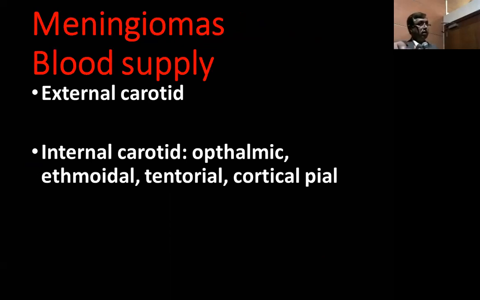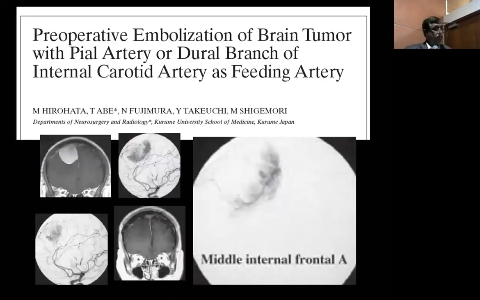This has very much to do with our next topic when we speak about embolization. It's rather easy to embolize branches of the external carotid. It is really tough to embolize these other branches. You cannot embolize the ophthalmic. Of course, people tried it, but you may end up with blindness, for example. Let's look at the literature and what they wrote about this. Preoperative embolization of brain tumors with pial artery and dural branch of internal carotid artery. So this is a parasagittal parafalcine tumor, and this is the tumor blush, and it was found arising from the middle internal frontal, and they embolized this.